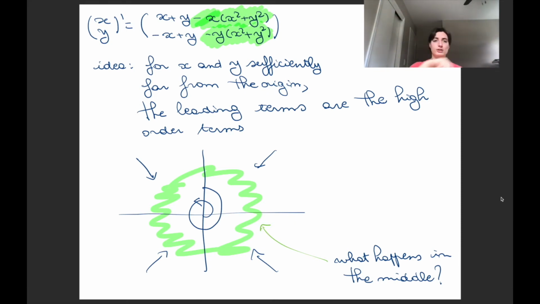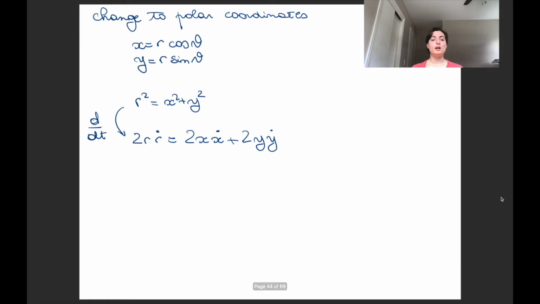In the center, we have an unstable spiral going away. That means that somewhere in between, there must be a change between the unstable spiral that is pushing us away from the origin and the behavior very far from the origin that is pushing us towards the origin. So in the middle, something must happen. In order to find what happens, let's change to polar coordinates. That term x squared plus y squared should hint to us that maybe polar coordinates are the way to go. So we are establishing x equals r cos theta and y equals r sin theta.